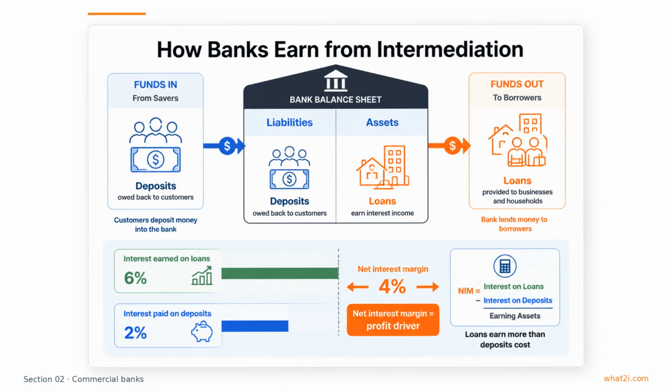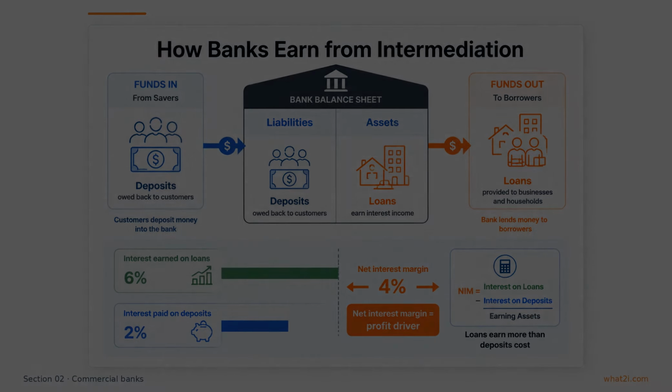For example, if a bank lends at 6% and funds itself at 2%, that spread helps cover costs, losses, and shareholder returns. Of course, the process is not risk-free because borrowers may default and depositors may withdraw funds. But this simple balance sheet logic sits at the core of commercial banking.